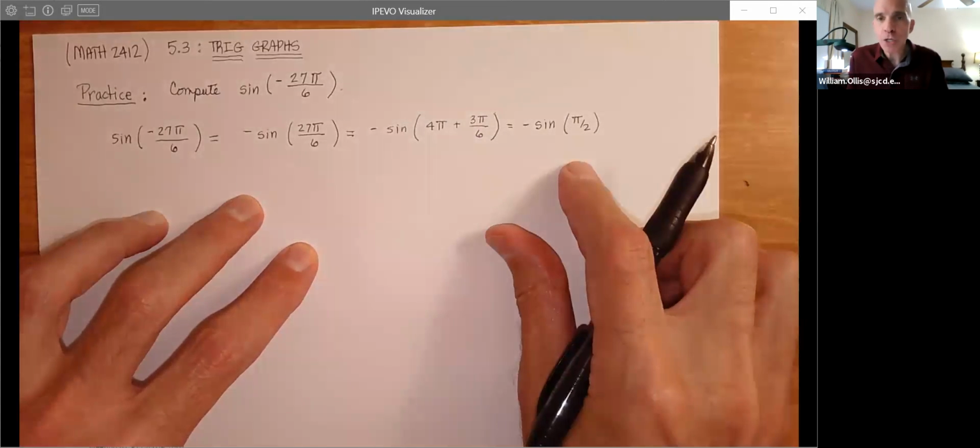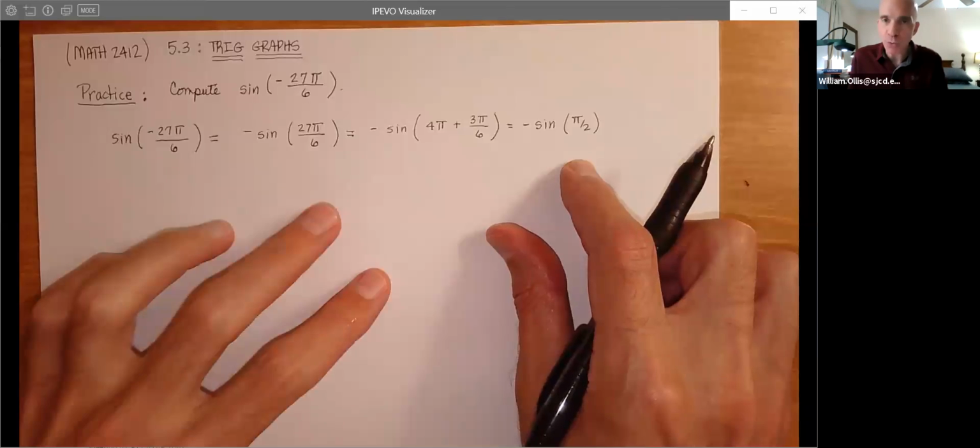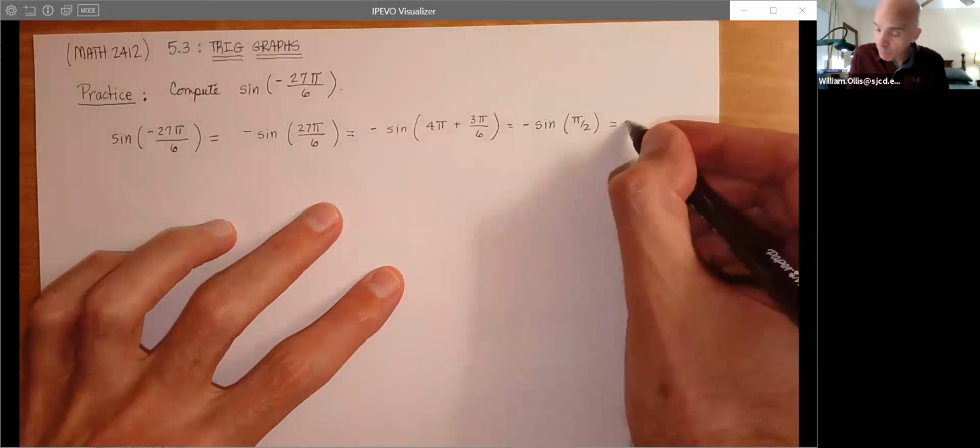Now, of course, pi over 2 is on the axis. It's on the y-axis here, right here at pi over 2 radians. So it's on the y-axis, not in a quadrant, on the boundary of quadrants 1 and 2. And we know that value is 1, so we just get -1.